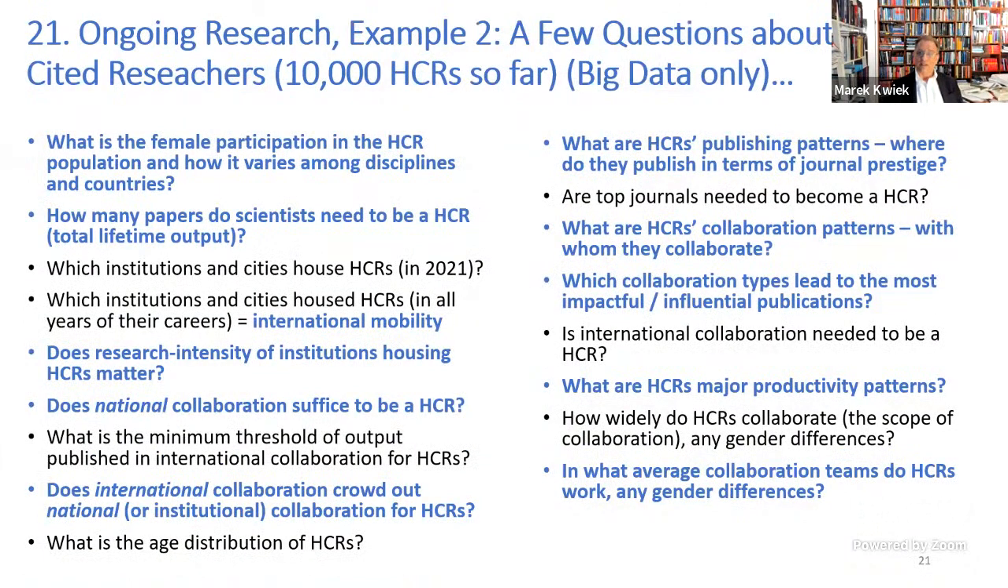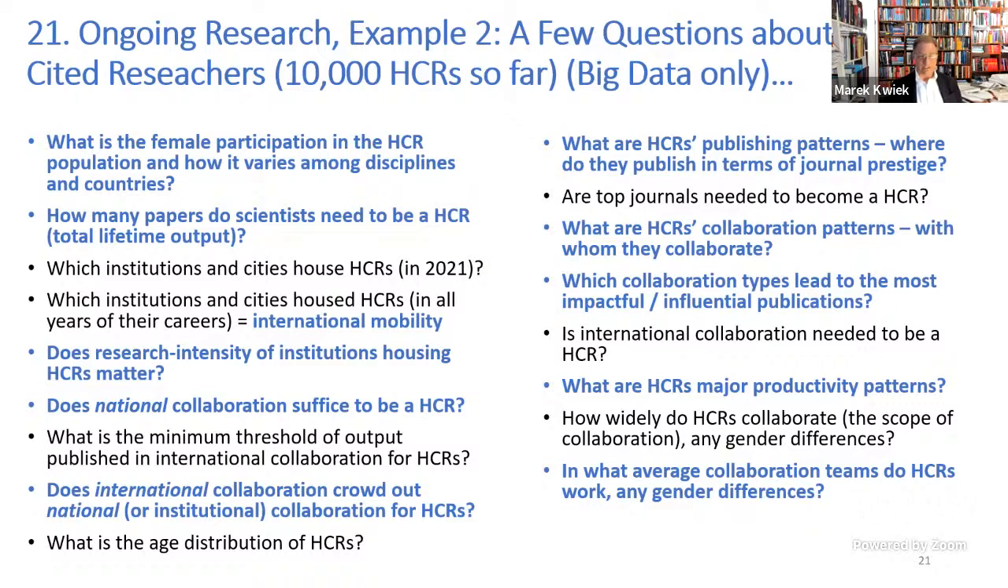Example two is, I've been studying highly cited researchers, 10,000 or so from Clarivate Analytics. And these are questions which we can answer only using big data. Just listen. How many papers do scientists need to become an HCR? Or where they are housed, in which institutions and which cities? What is the female participation among them? It's 20%, by the way.